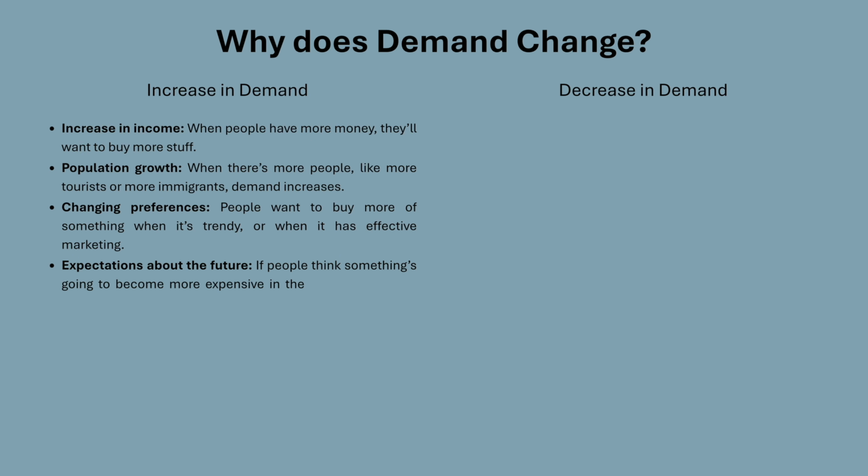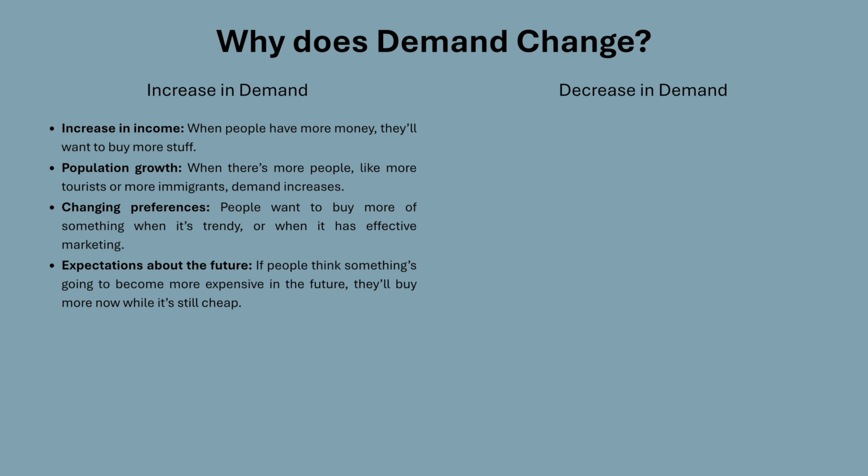Another situation is expectations about the future. Basically, if we expect the price of something to rise in the future, then we might want to buy more of it now while it's still cheap, so the demand would increase. For example, when COVID happened, people were freaking out. They were like, oh my god, the economy is going to crash, I better go stock up on toilet paper now. And remember, the demand for toilet paper skyrocketed and everyone went and snatched them up.